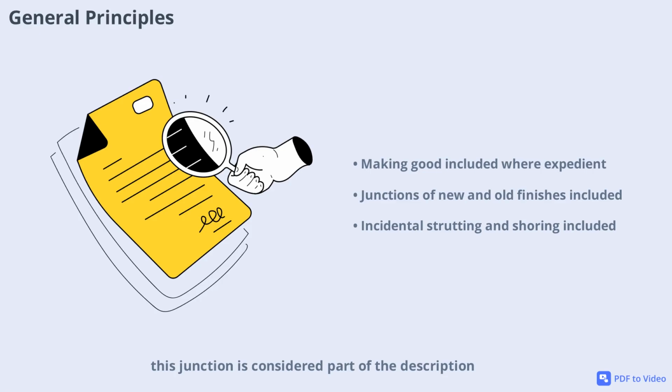Whenever new finishes meet old ones, this junction is considered part of the description and does not need to be listed separately. Additionally, any strutting or shoring that is incidental to the alteration work is also included in the descriptions. However, if specific strutting or shoring is required, it must be detailed according to the rules for lateral support. These principles help maintain consistency and prevent misunderstandings during the construction process.